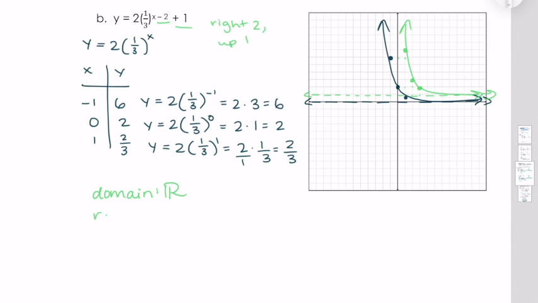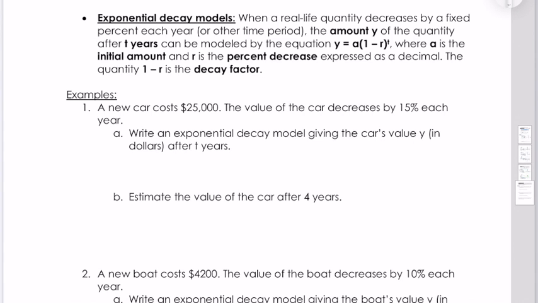Alright, the domain again is all real numbers because the graph is going to stretch both directions for the x. And then from the asymptote at 1 up, so y is greater than 1 for the range.